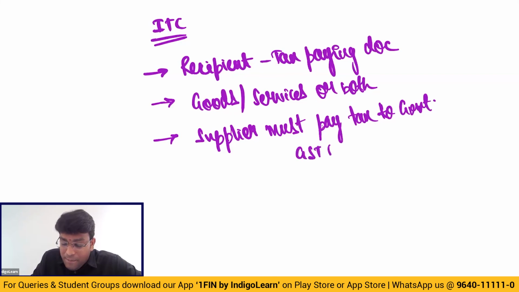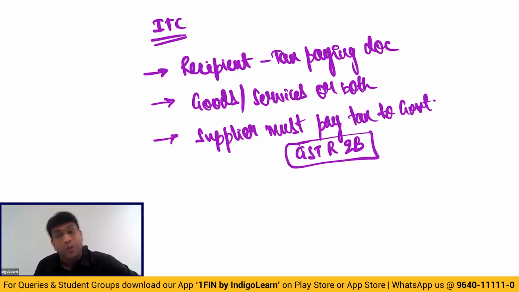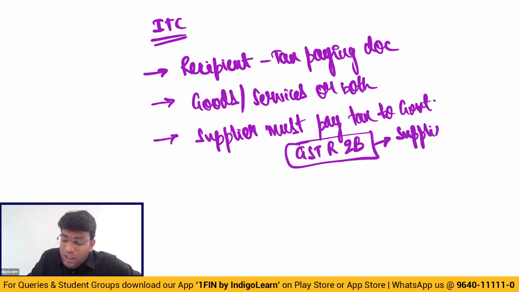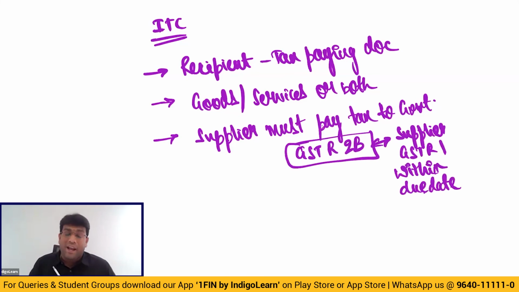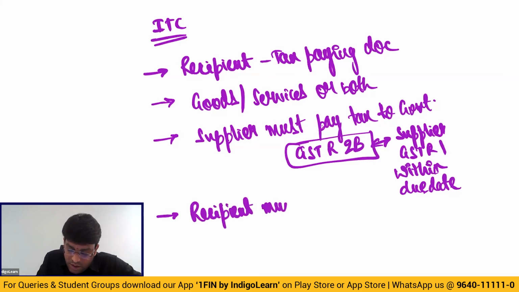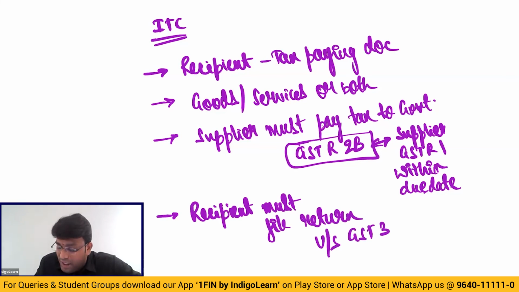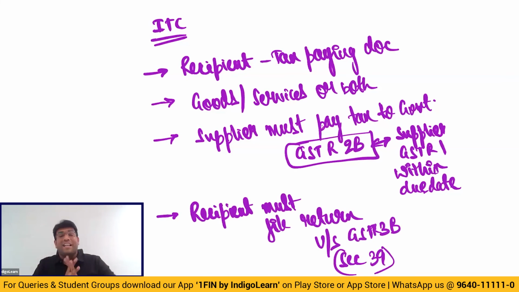And practically, the recipient can claim credit only if the credit is reflecting in GSTR 2B. And the credit will reflect in GSTR 2B only if the supplier has filed GSTR 1 within the due date. So if the supplier has not filed GSTR 1 within the due date, then the recipient cannot claim input tax credit. Finally, the last condition: the recipient must file the return under section 39, which is GSTR 3B. Only then can the recipient claim input tax credits.